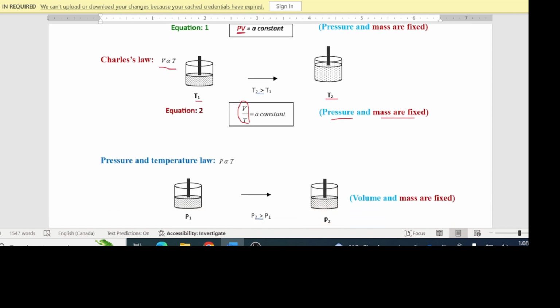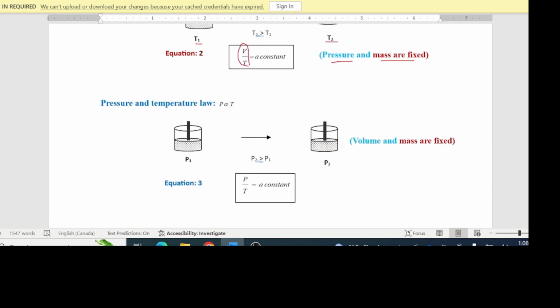Third gas law. In this case, you're keeping the volume constant and the mass of the gas. You never change the mass of the gas in any of these cases. So P2 is greater than P1. As a result, we say there was an increase of pressure inside, because you're changing the pressure of the gas. And P over T is a constant that you get here.